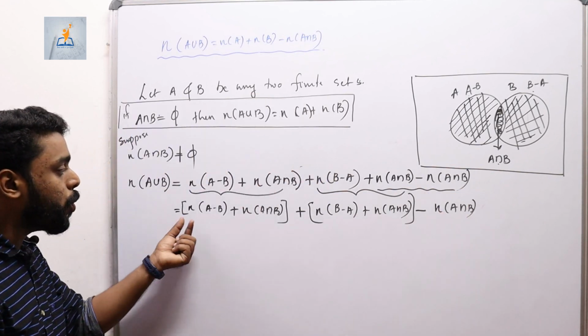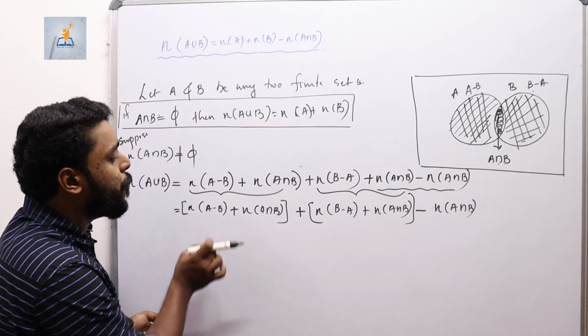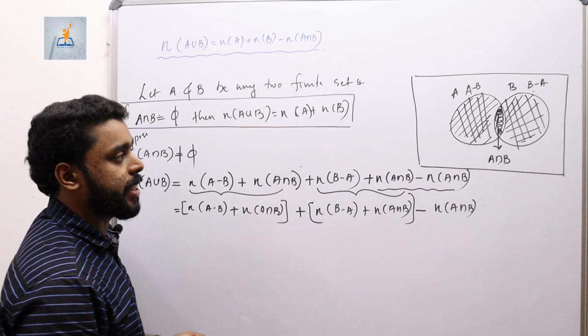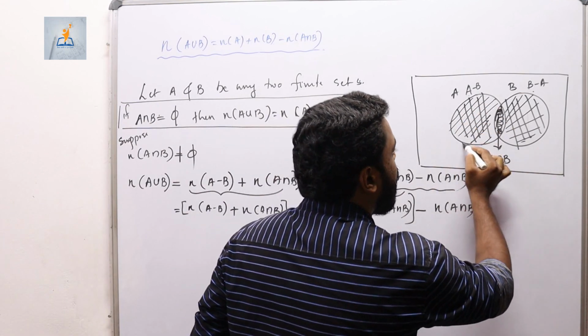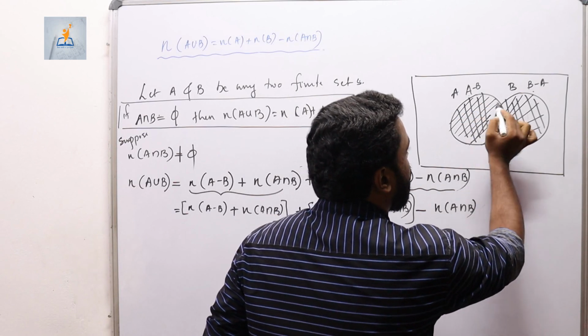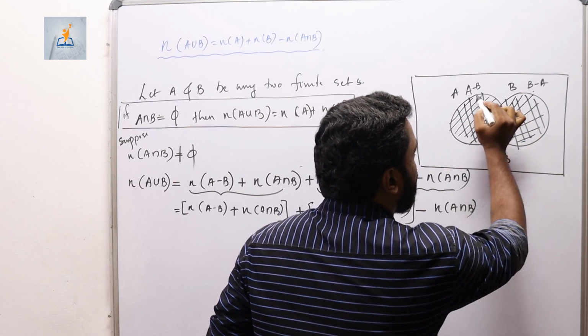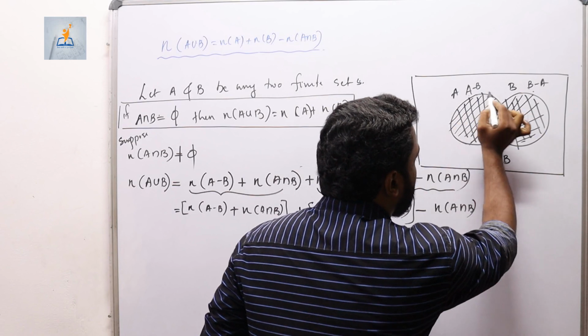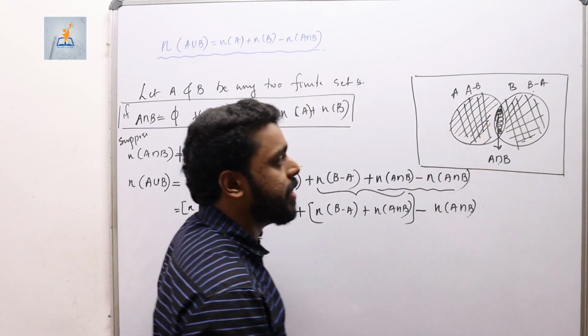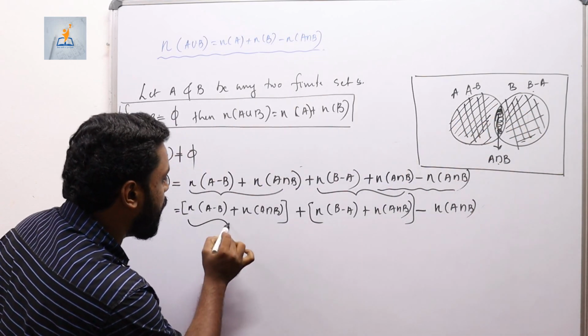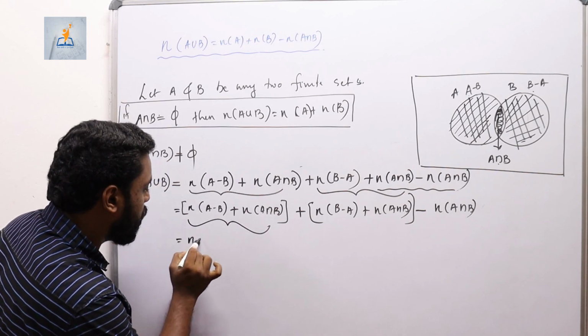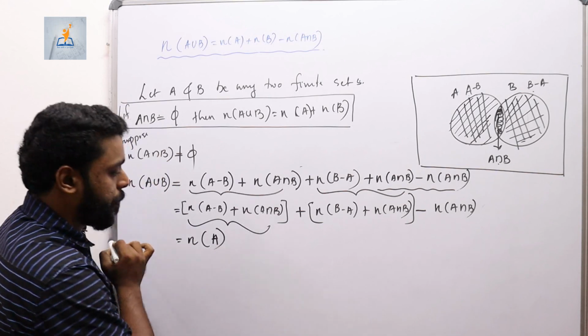Now you can observe n of A minus B plus n of A intersection B. What is A minus B? A minus B is this portion and A intersection B is this portion. So when we add them together, we will get the entire set A, isn't it? So this will be nothing but n of A.